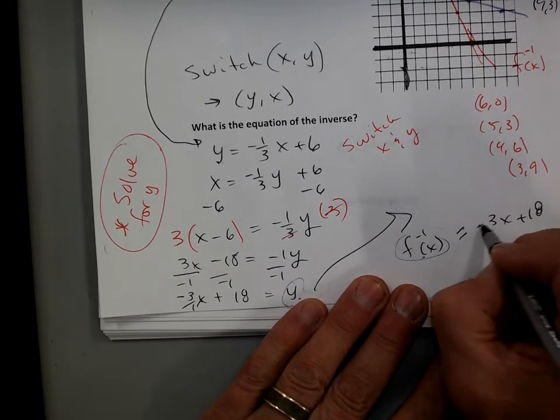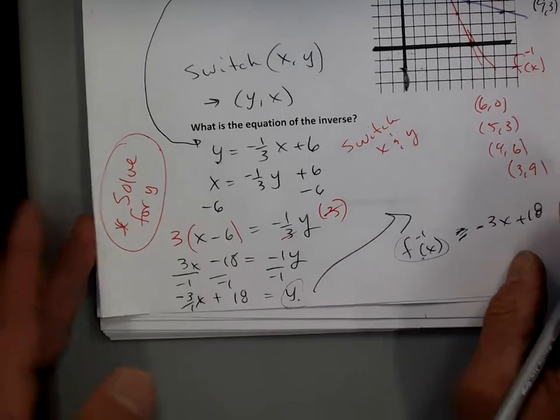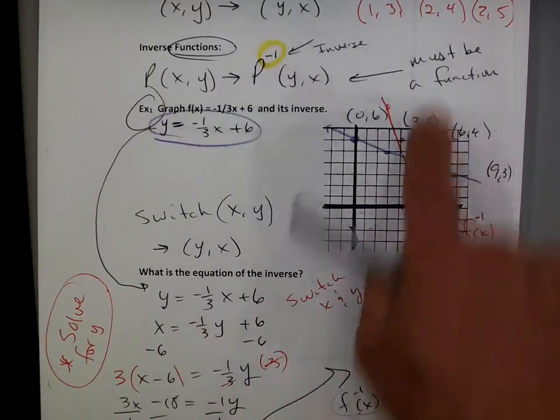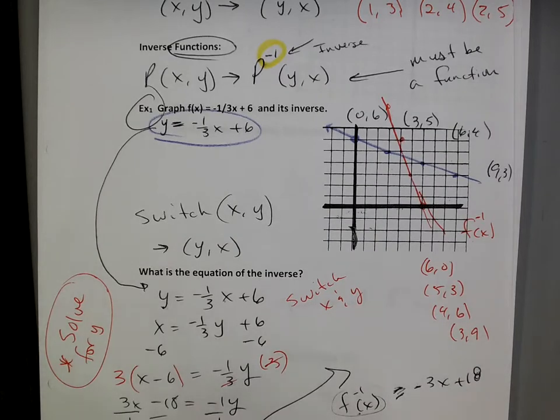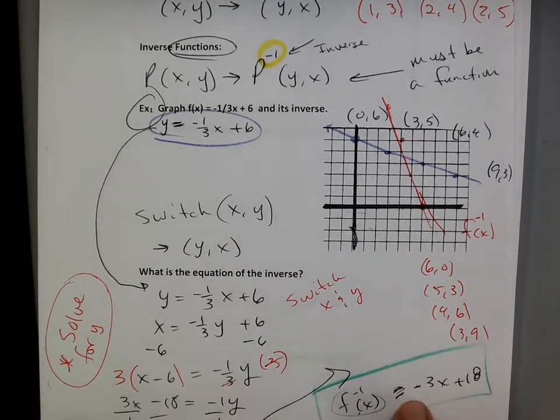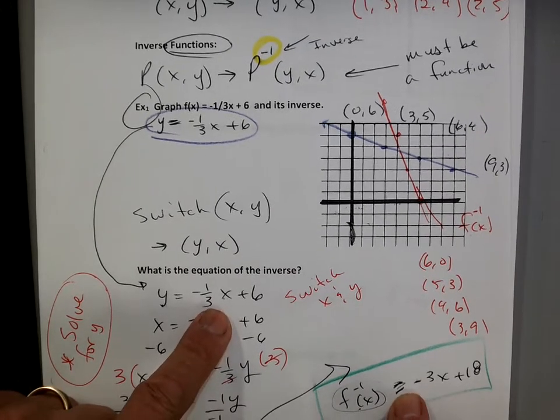Is this a function? Well, heck yeah, it's a function. Take a look at it. Take a look at the red graph. Of course, it's a function. Every x has exactly one y. It is a function, so it is an inverse function. So here's the equation of the inverse of this graph.